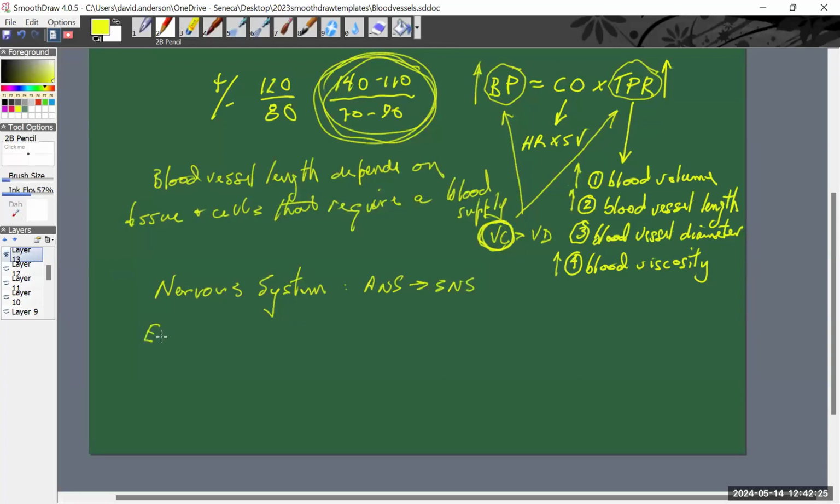And the endocrine system, we have some hormones that we'll be talking about more when we do the endocrine system. But for now, we'll just mention a couple. There's a hormone called aldosterone.